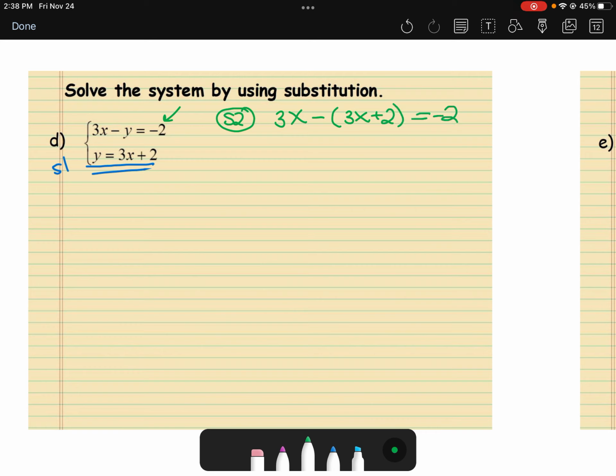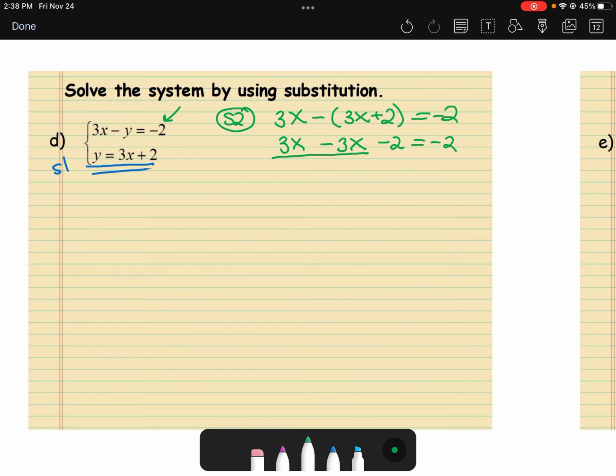And that's equal to negative 2. Okay, so remember, I have to make sure I'm distributing. So I'm bringing down this first 3x, distributing a negative. And remember, when you distribute a negative, it just changes the sign. So this becomes minus 3x minus 2 equals negative 2.